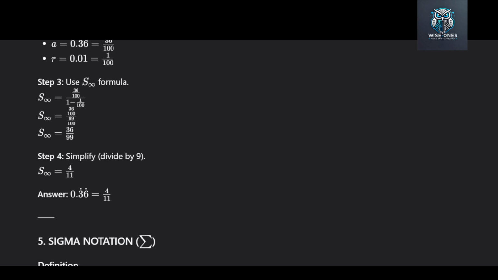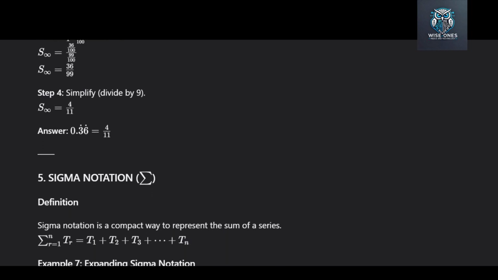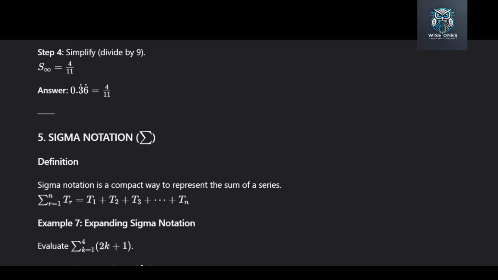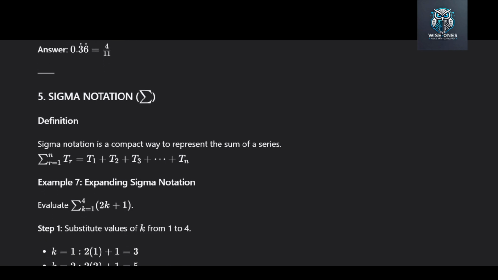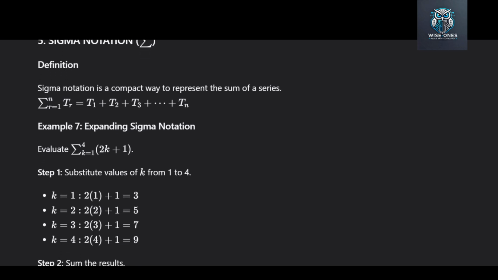Now let us move to section 5, sigma notation. Sigma notation is a compact way to represent the sum of a series. The symbol is the Greek letter sigma, which looks like an E lying on its side. It is written as sigma with r equals 1 at the bottom and n at the top. This means sum from term 1 to term n.